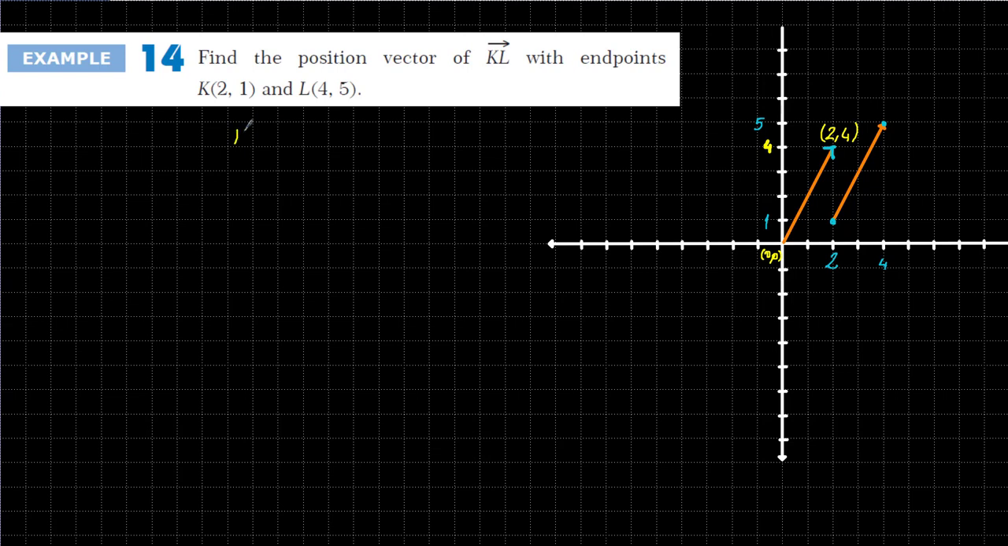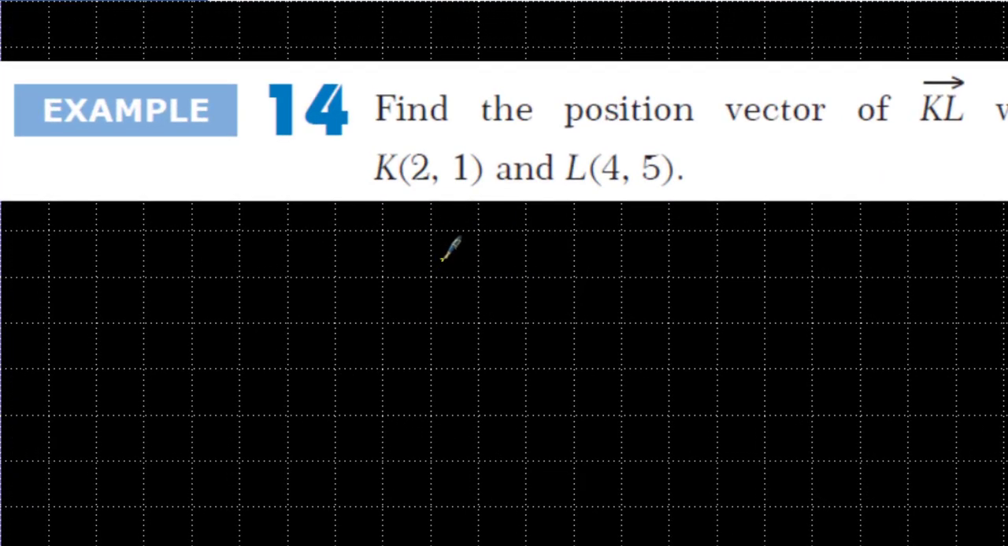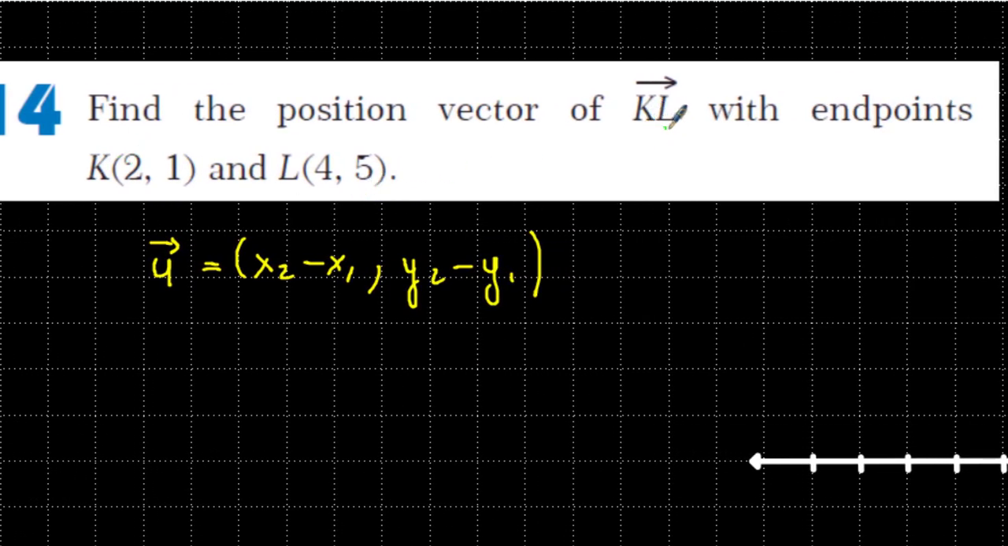What I mean here is, if you are looking for the position vector of KL, let's say U, it should be equal to x2 minus x1 and y2 minus y1. Here the important part is that always L should be x2, y2, and K should be x1, y1.